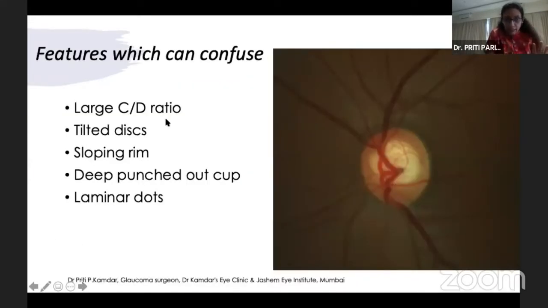Features in my experience which people confuse as to whether this disc is glaucomatous or not are a large cup disc ratio, tilted discs, sloping rim, deep punched out cups, lamina dots. People start thinking, oh, is this glaucomatous?